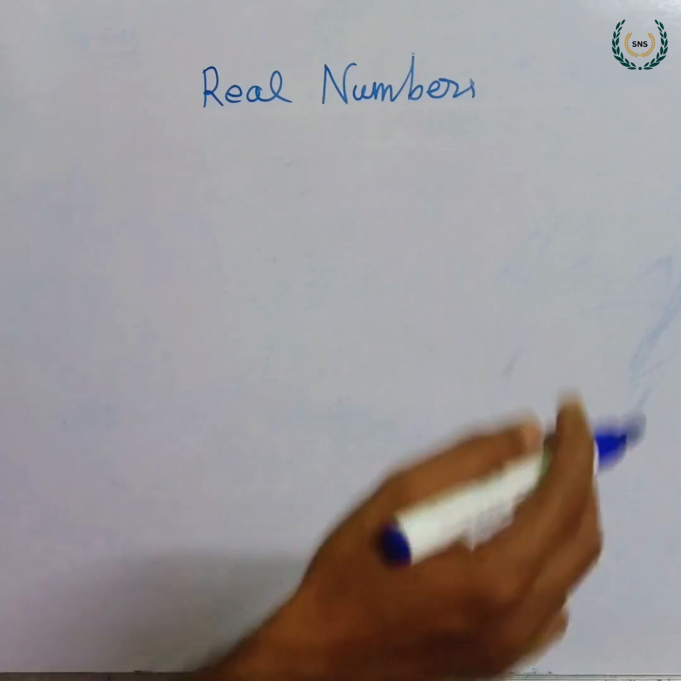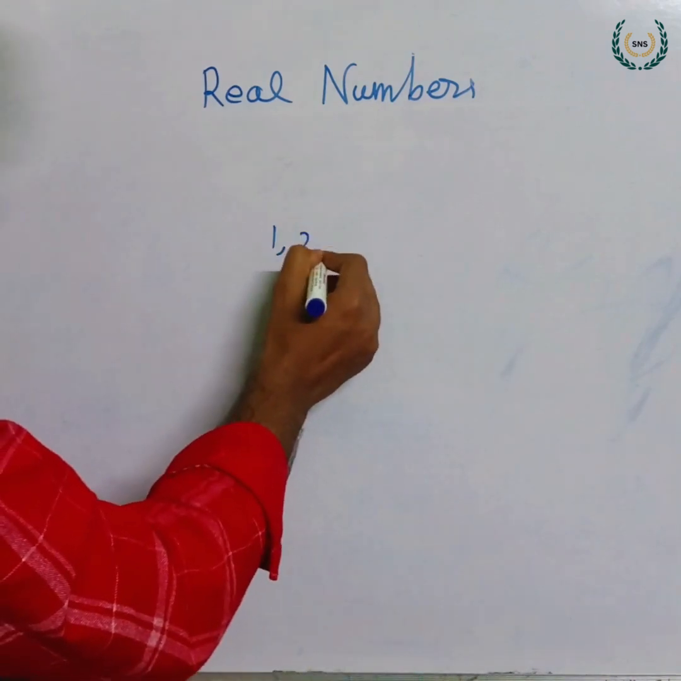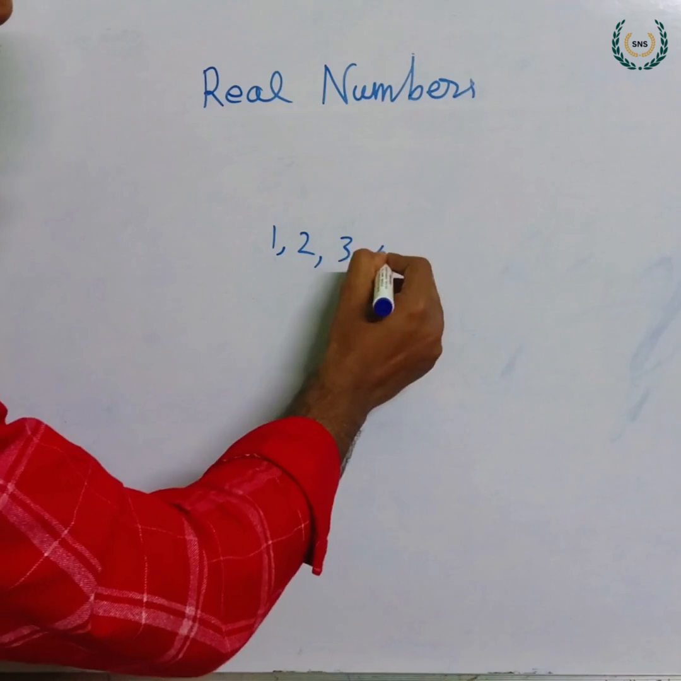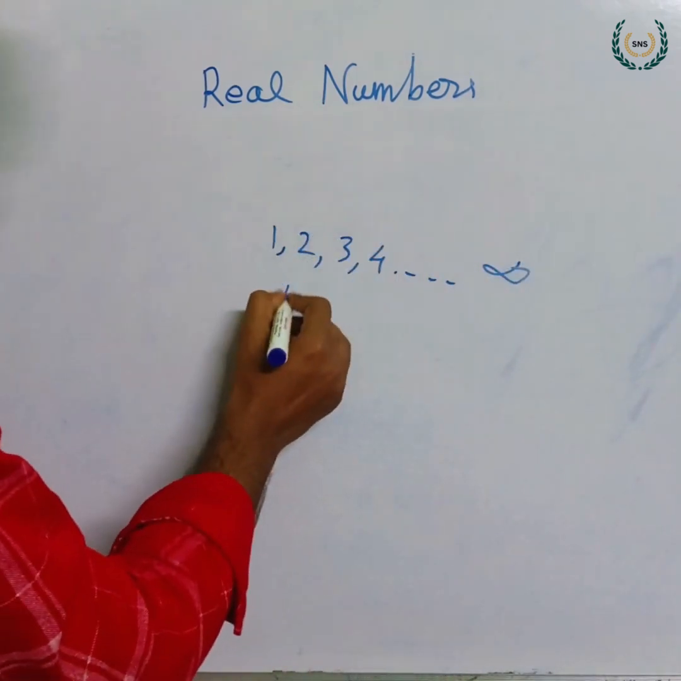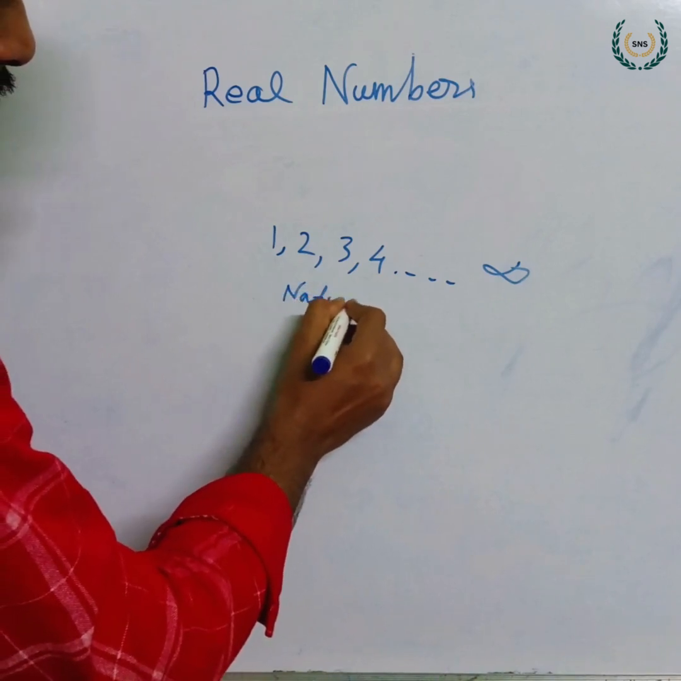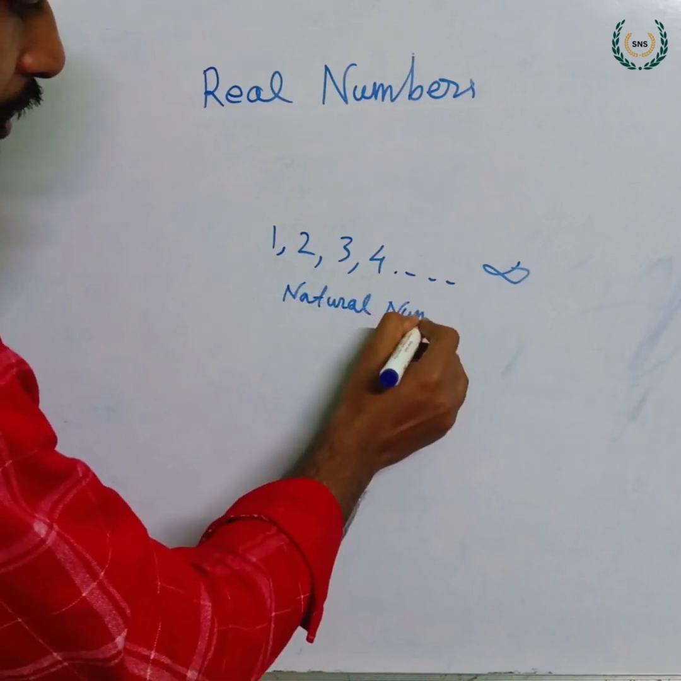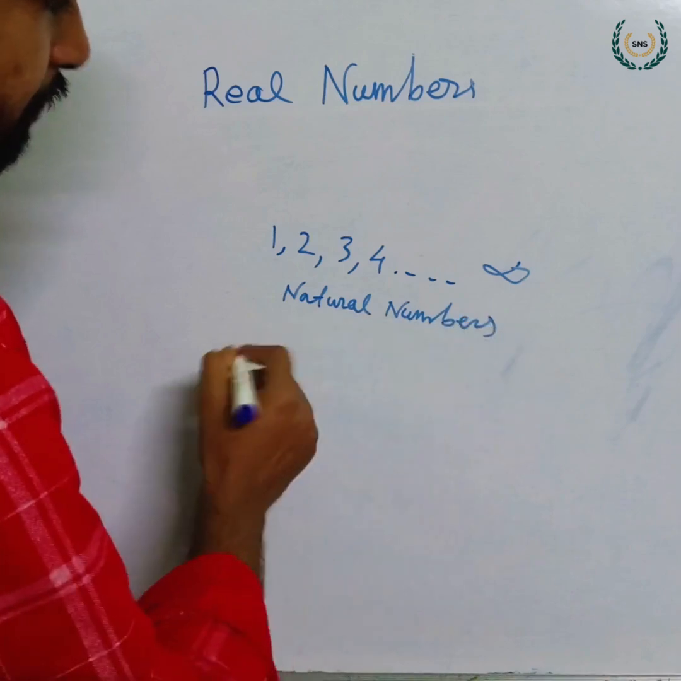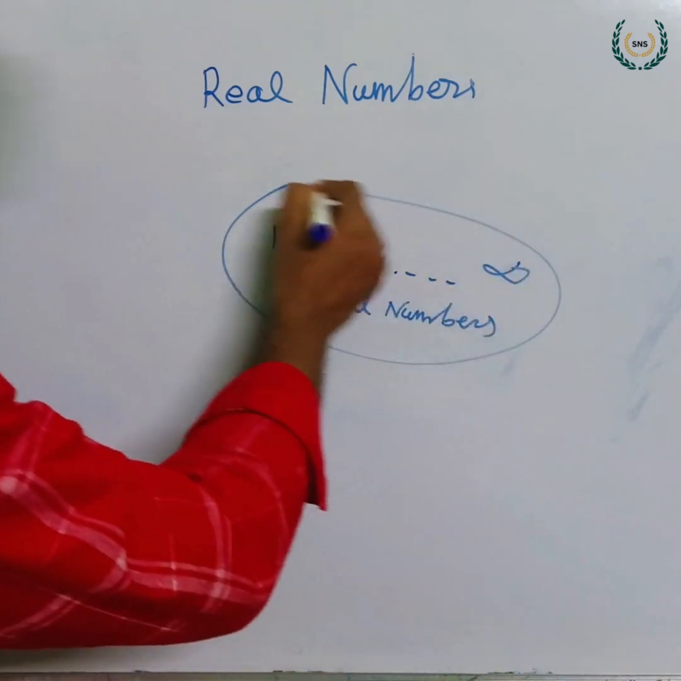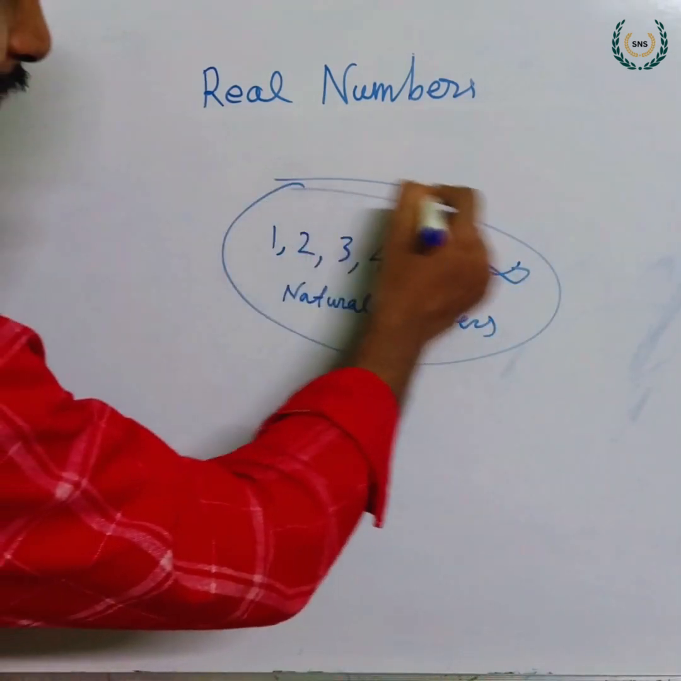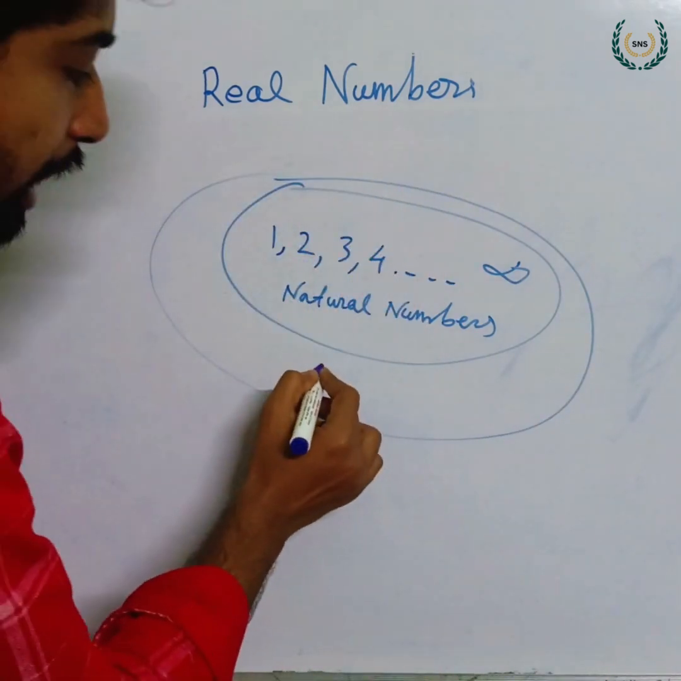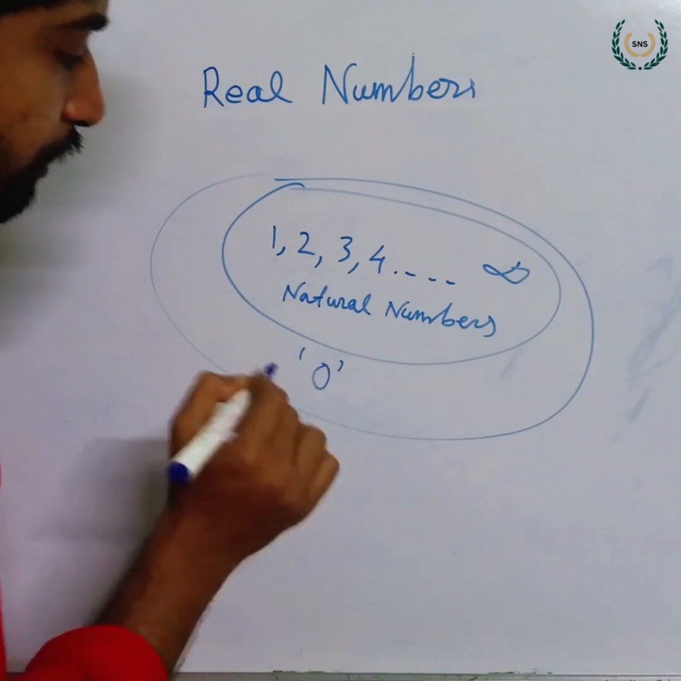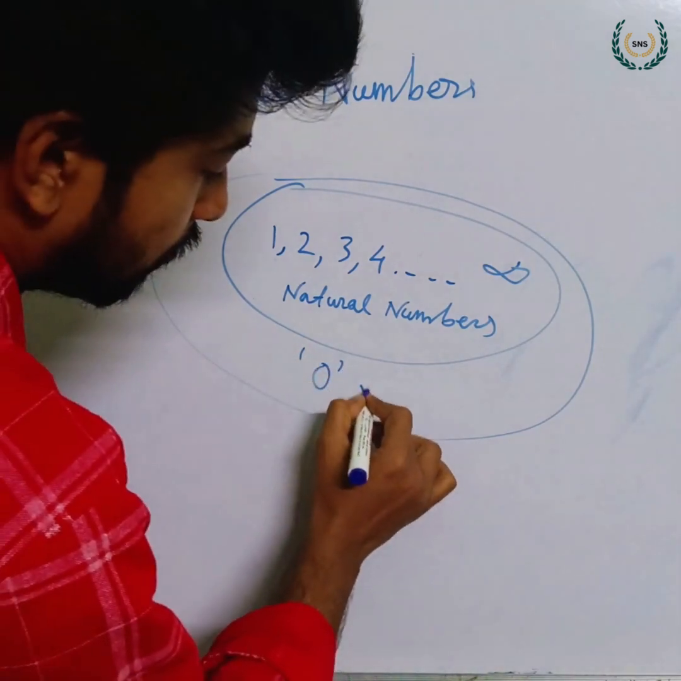At first, natural numbers: 1, 2, 3, 4, up to infinity. All these numbers are called natural numbers. Next, whole numbers. Including all natural numbers and 0, we refer to them as whole numbers.